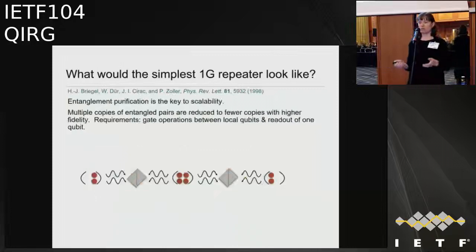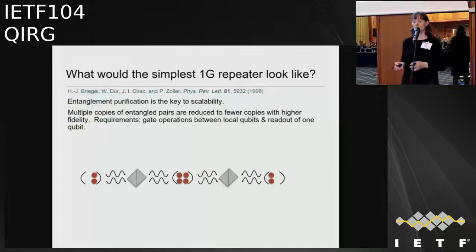So the approach would be entanglement purification. What we should remember is that this idea of a quantum repeater, at least in the first generation, you think of it as entanglement swapping plus purification. And the key concept of purification is that you have multiple copies of entangled pairs, so you can start sacrificing some of your copies in order to get a higher fidelity. And you need to be able to do gate operations between pairs of local qubits.